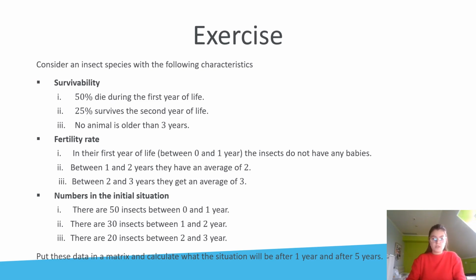Numbers in the initial situation. There are 50 insects between 0 and 1 year old. There are 30 insects between 1 and 2 years old. There are 3 insects between 2 and 3 years old. Put these data in a matrix and calculate what the situation will be after 1 year and after 5 years.